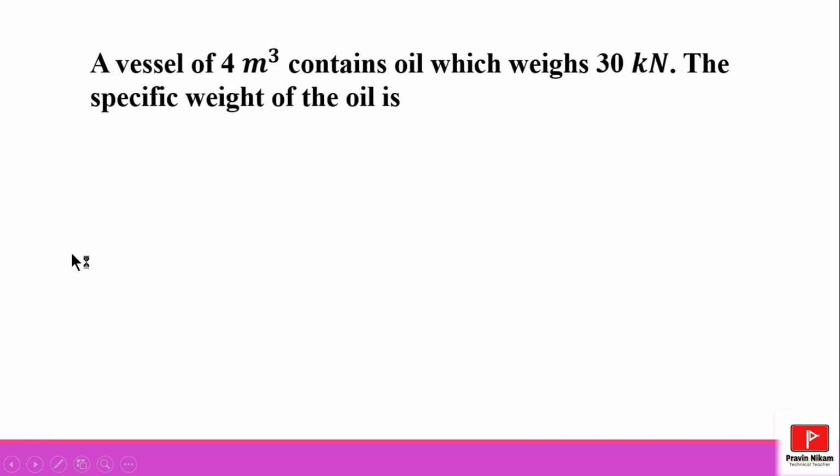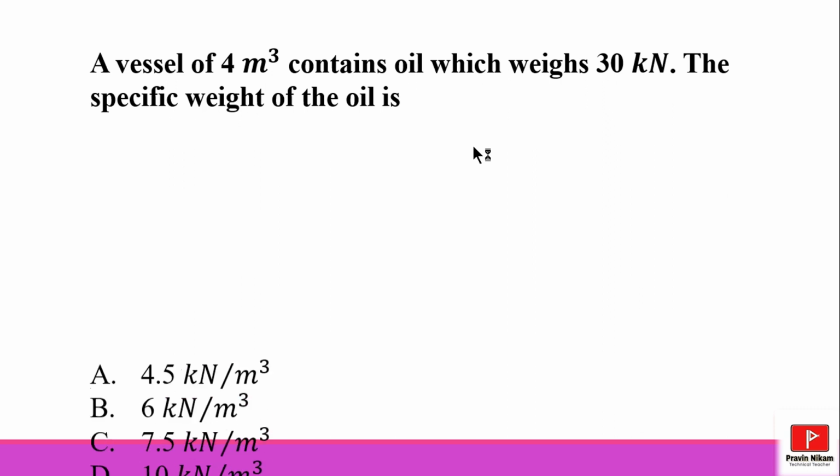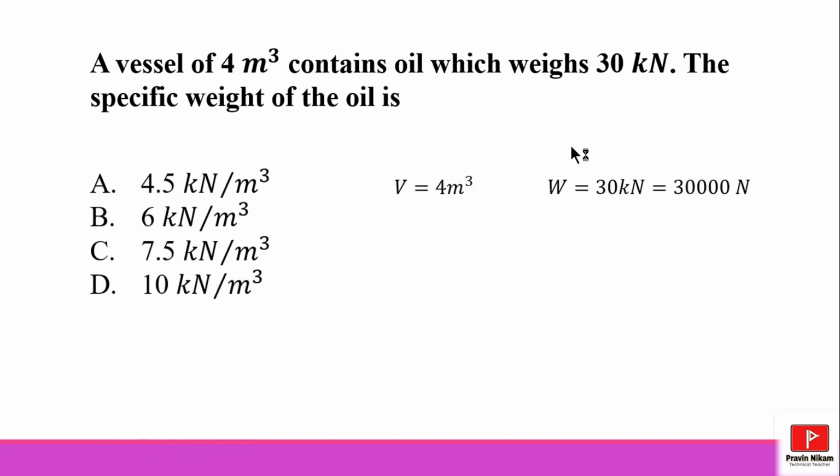Next, a vessel of 4 meter cube contains oil which weighs 30 kilonewton. The specific weight of oil is. Okay. Now this is the simple formula. So volume is given 4 meter cube and weight is given 30 kilonewton. So convert this kilonewton into Newton. So multiply this quantity by 1000. 30 into 1000, you will get 30,000 Newton.